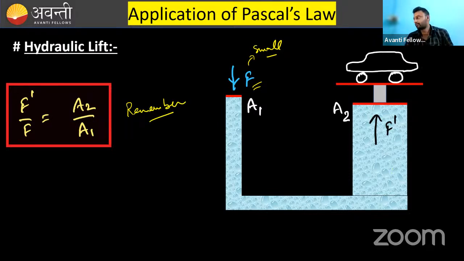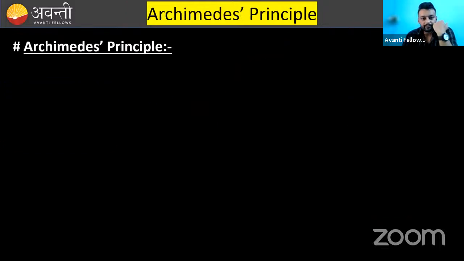What is F dash? And what is F? F dash is the force on the broader cross section area, or the larger cross section area. F is the force at the smaller cross section area. And this ratio F dash over F is A2 over A1. Remember this formula, very useful. Moving further.